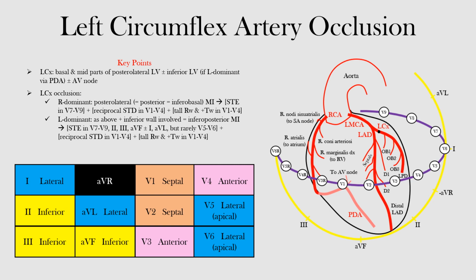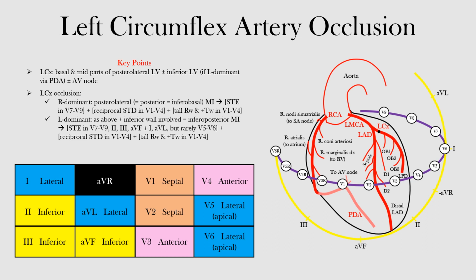Therefore, in most cases, the left circumflex coronary artery will only supply the basal and mid parts of the posterolateral wall. This region of the heart is difficult to truly capture with the standard 12-lead EKG system. Now, in the other 10% of individuals that have a left dominant system, that is the PDA arising from the left circumflex coronary artery, the left circumflex will also supply the inferior wall. And in about 10% of all individuals, the left circumflex coronary artery will also supply the AV node.